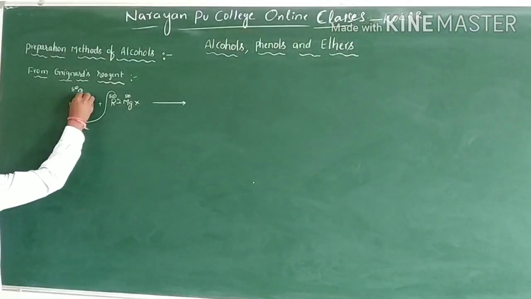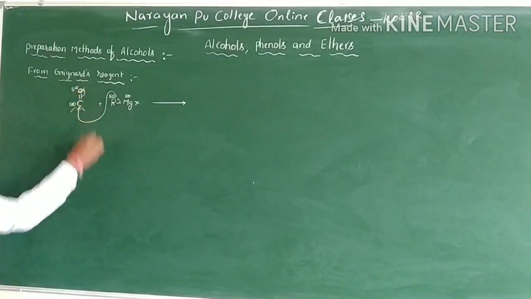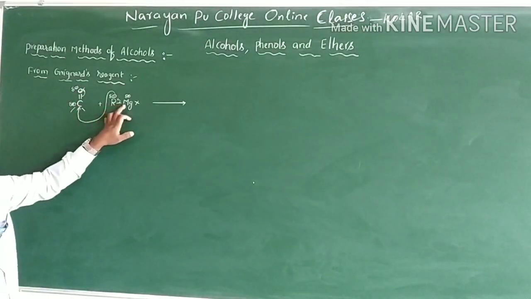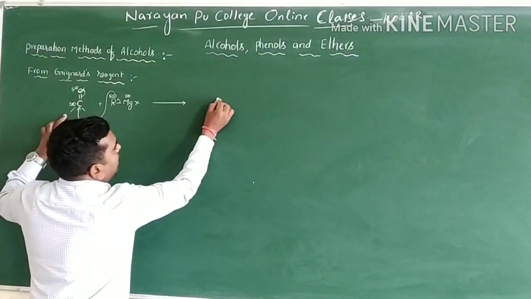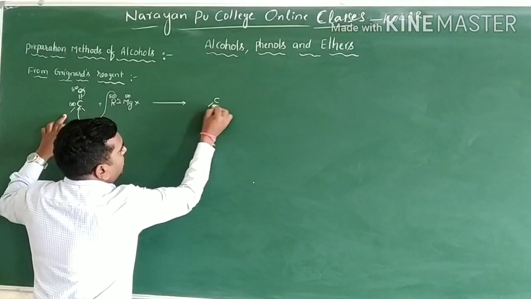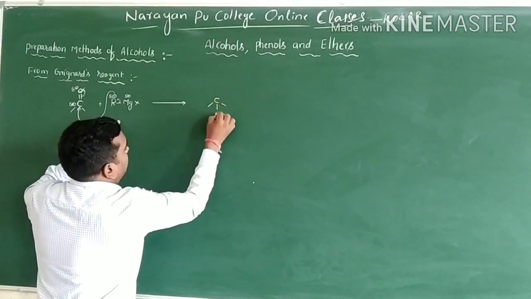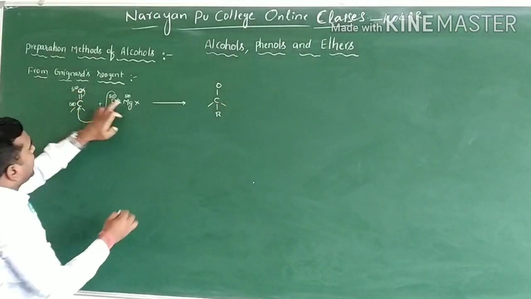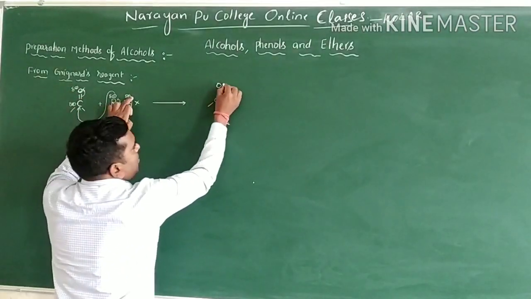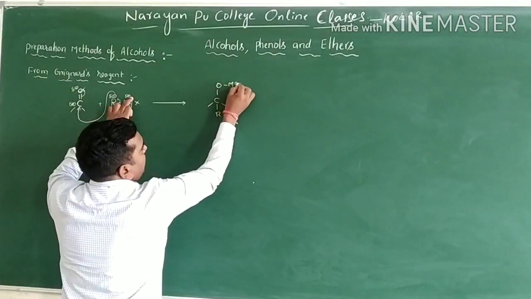Then the double bond electrons will shift towards which one? Oxygen. Oxygen has a negative charge and magnesium has a positive charge, so there will be a bond. Then what happens, you see? You get the compound with an R here, and here O minus and Mg plus, with a bond to MgX.